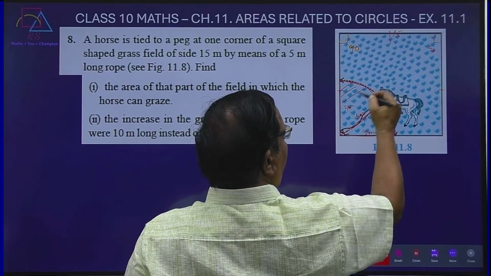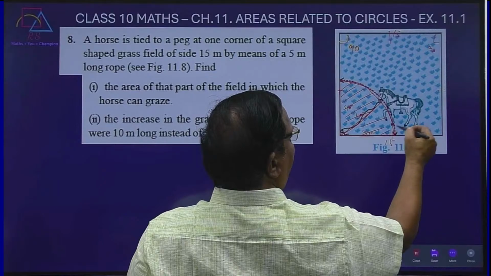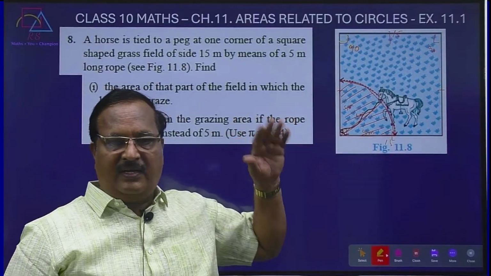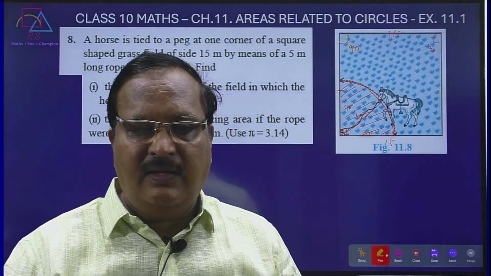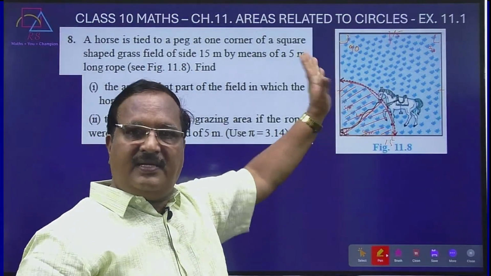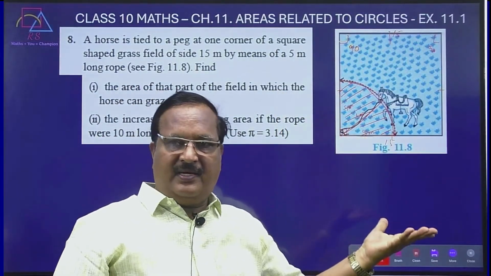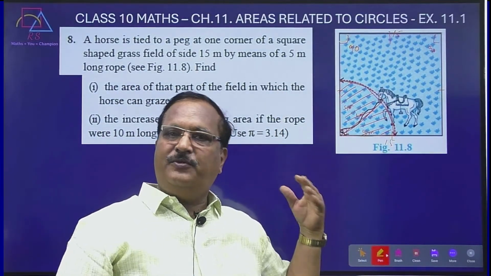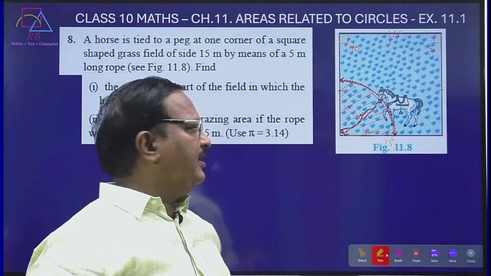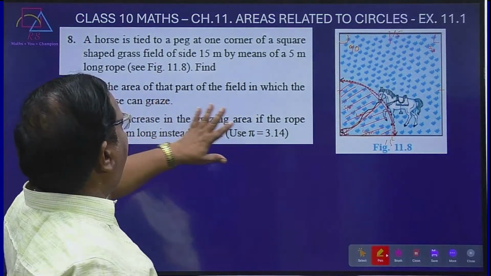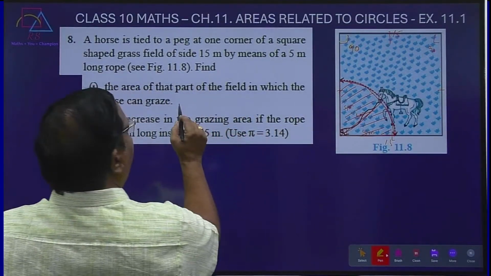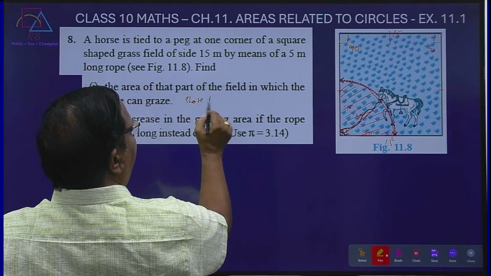So then what happened? A sector is formed, a sector with angle 90 degrees. That means it is a quadrant. So this is a quadrant or a sector. Quadrant means 1/4 pi r square you can write. If you are using the sector formula, that is 90 by 360 into pi r square. You can write both, okay. Now find the area of that part of the field which the horse can graze. That means in the first question, we have to find the shaded region.